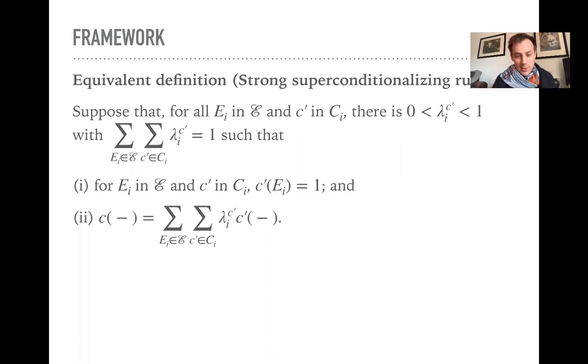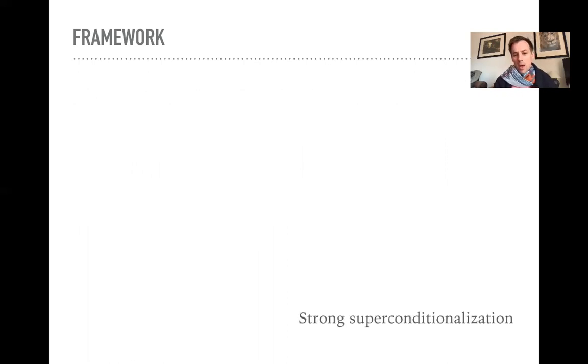Now we're going to get the equivalent definition of the strong superconditionalizing rule, and it's just going to say basically exactly the same thing, except that you're not allowed to have 0 weights there. Every single possible posterior should get non-zero weight, should get a positive weight. Okay, so those are equivalent definitions.